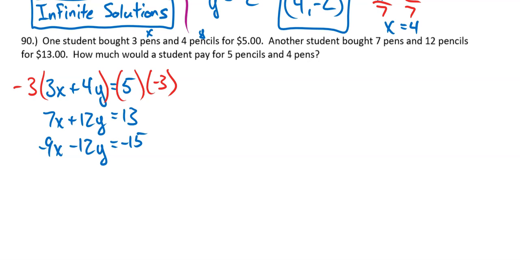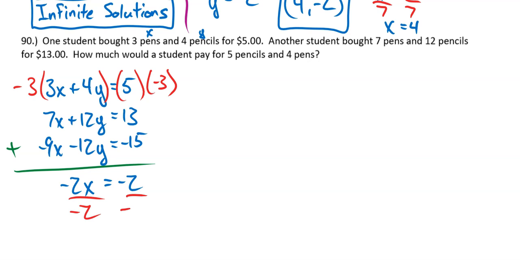And now I can add these two equations together, okay? So here that's a -2x, so the y's cancel. Over here I get a -2, and now I divide each side. So here I find that x equals a 1, so the pens are $1 each. I still have to plug this back in and get the cost of the pencils, so I'll plug it into this first one.